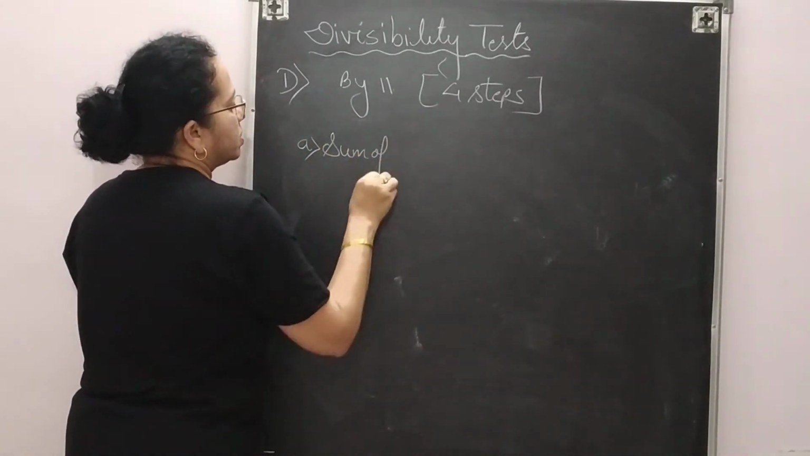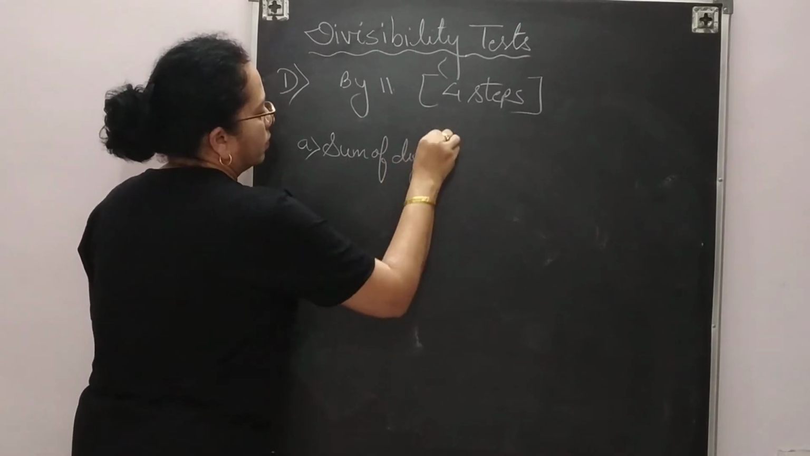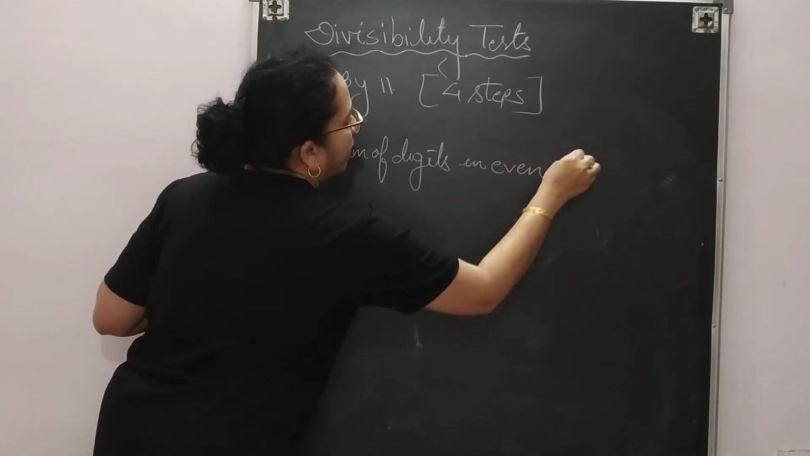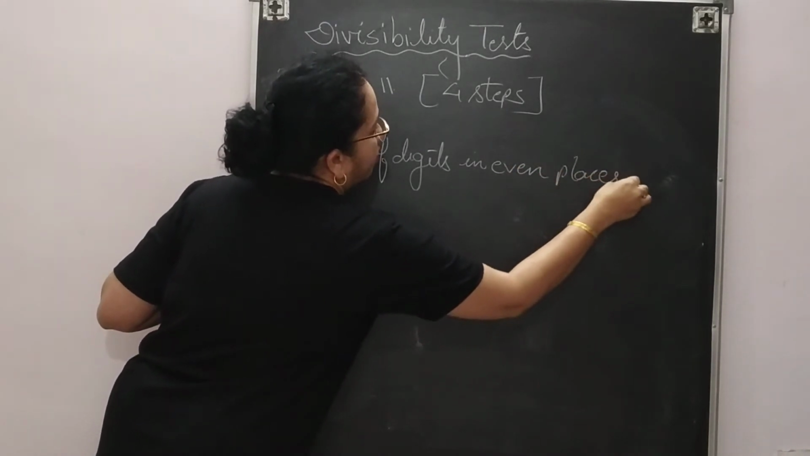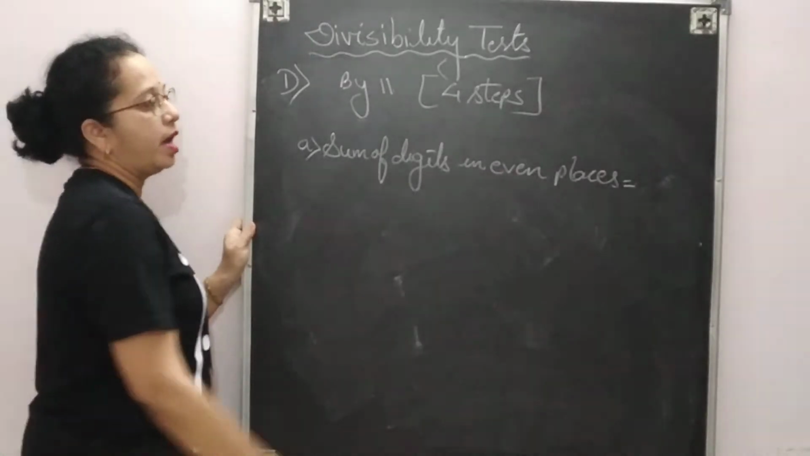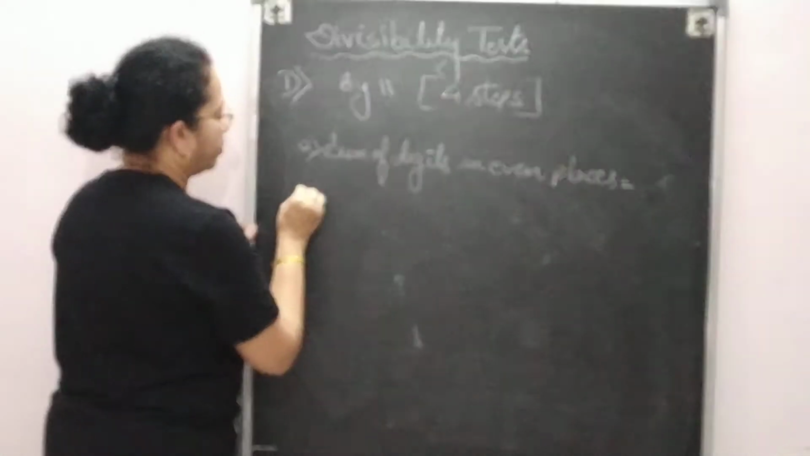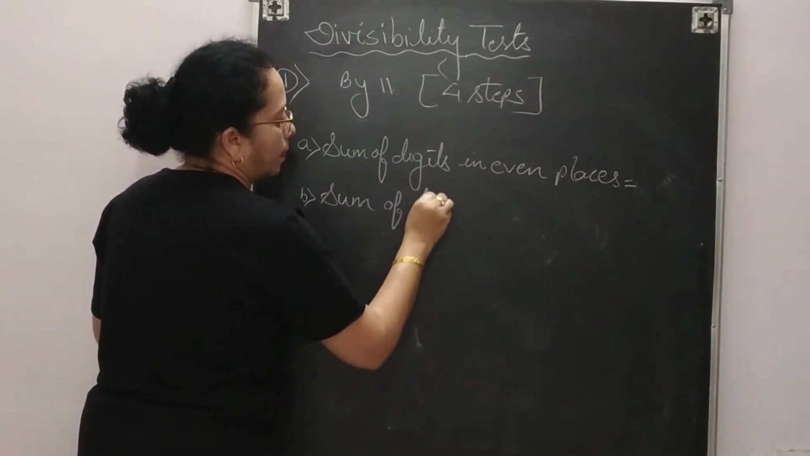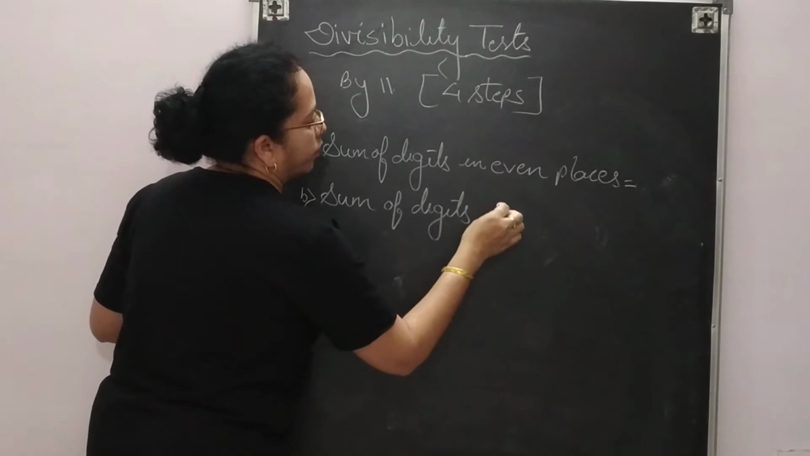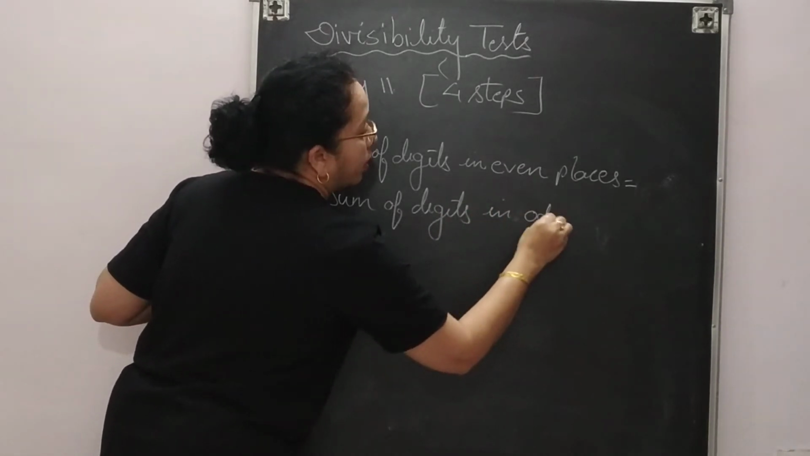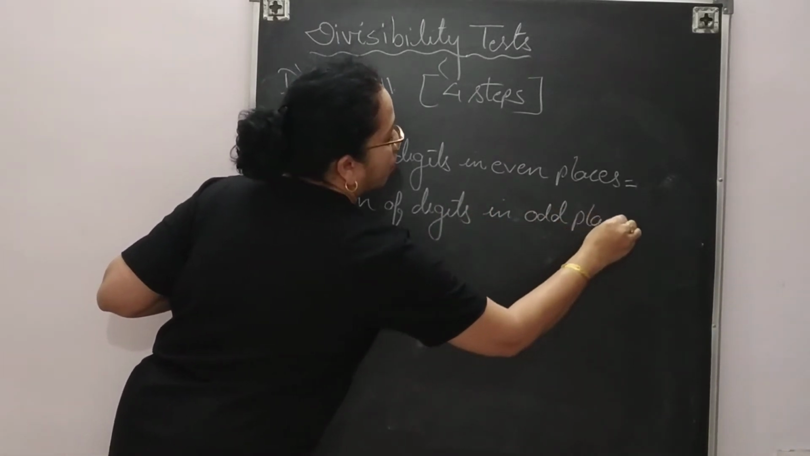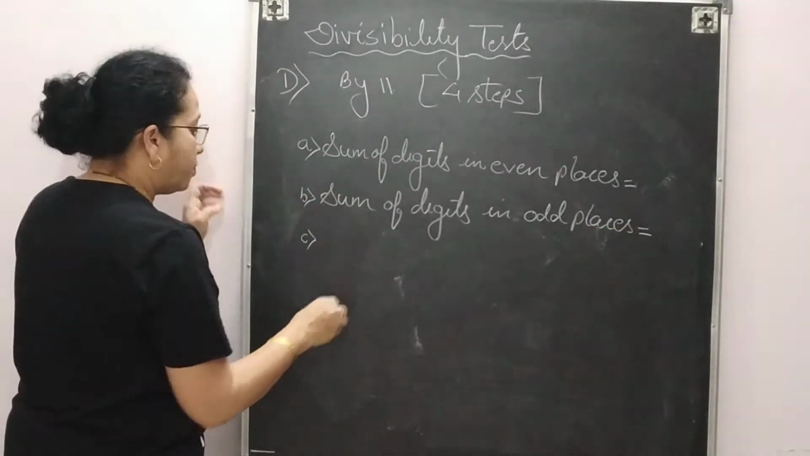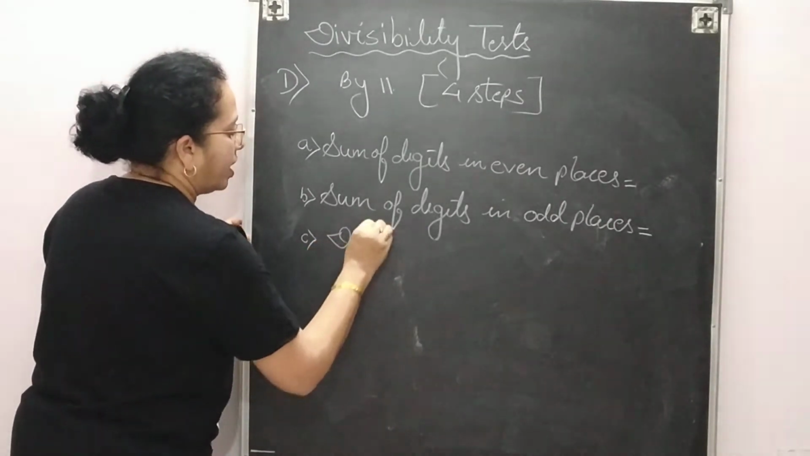Sum of digits in even places. Very important. I am not talking about the even number, I am talking about the even places. Then sum of digits in odd places. Again, I am not talking about the odd number, I am talking about the odd places. Third one, we find the difference of A and B.